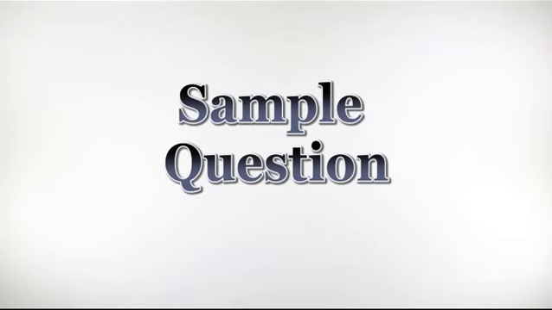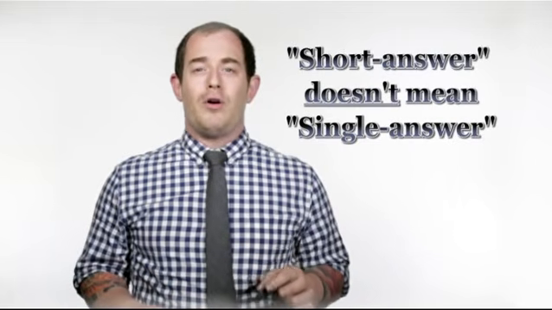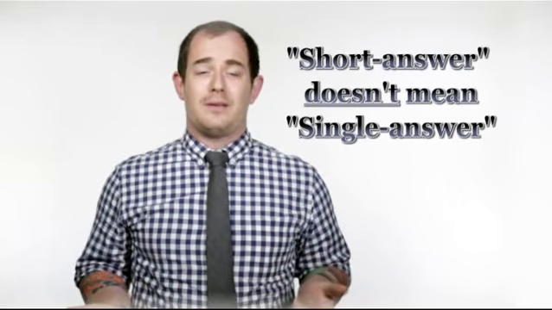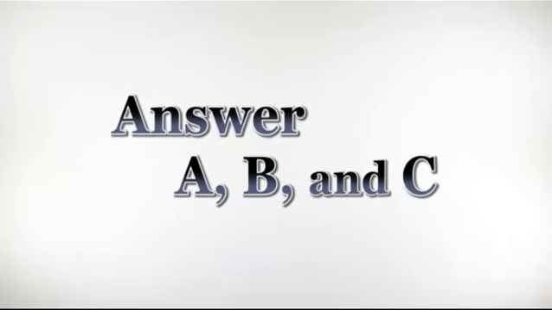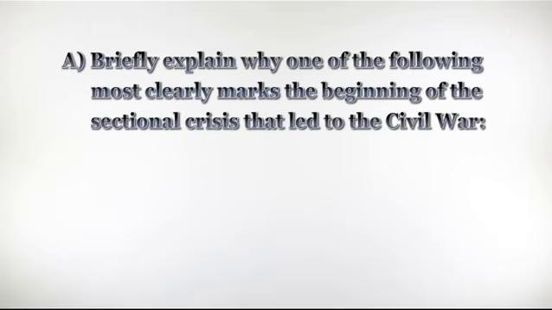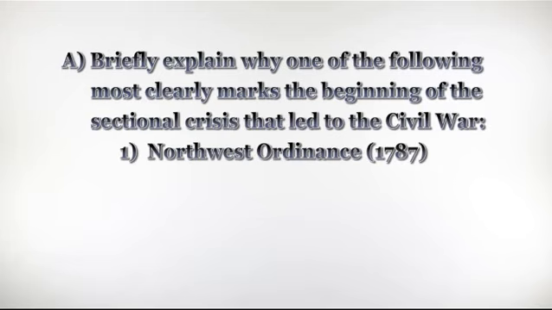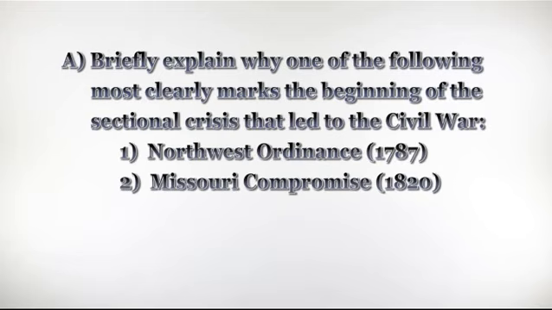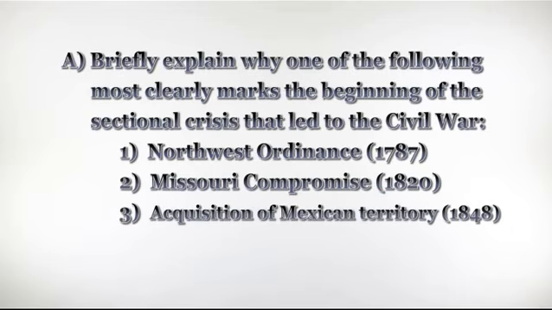Here's an example of a real short answer question. You'll see that the instructions are pretty explicit, but don't be fooled by the word short. Make sure that you complete all 3 aspects of the question, not just one. Answer A, B, and C. A. Briefly explain why one of the following options most clearly marks the beginning of the sectional crisis that led to the outbreak of the Civil War: the Northwest Ordinance of 1787, the Missouri Compromise of 1820, and the acquisition of Mexican territory in 1848.